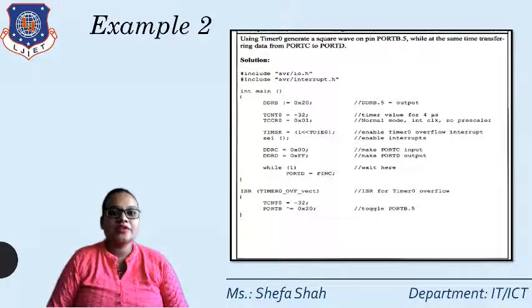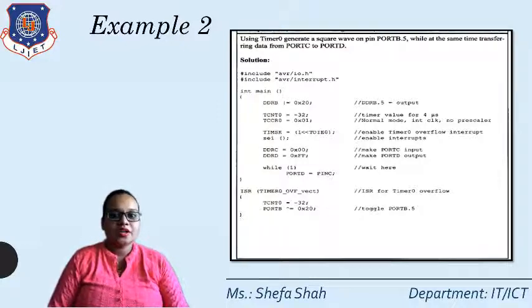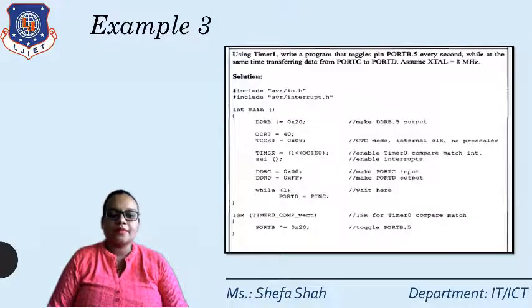Now here we reload the counter, and we make pin PB5 toggle. So here we XOR the data of port B with 0x20, that is PORTB XOR equal to 0x20. This is the self operation which is performed on that particular port, right? So this is how we can write the C programming for the timer.